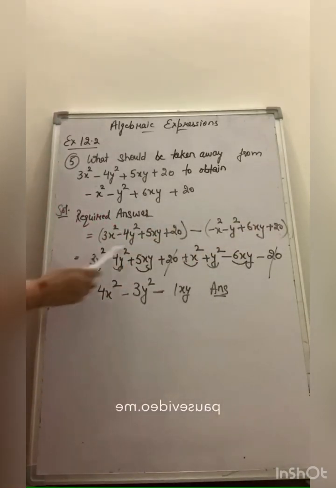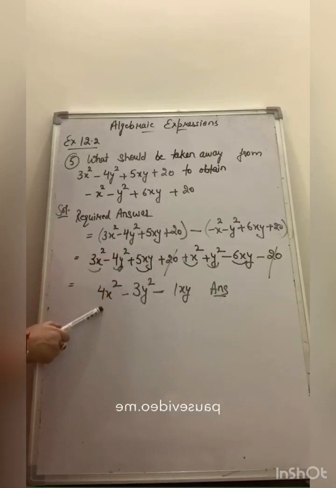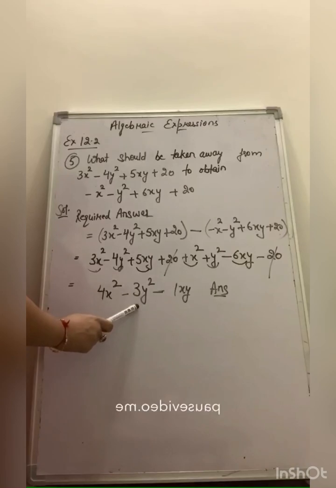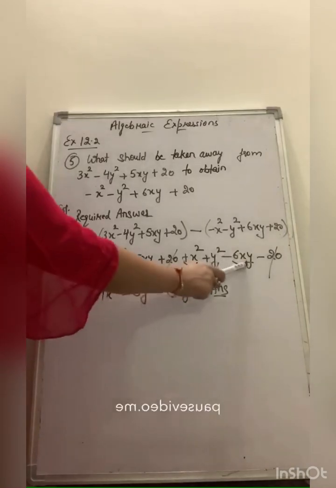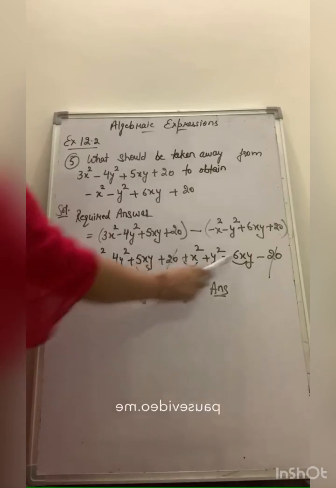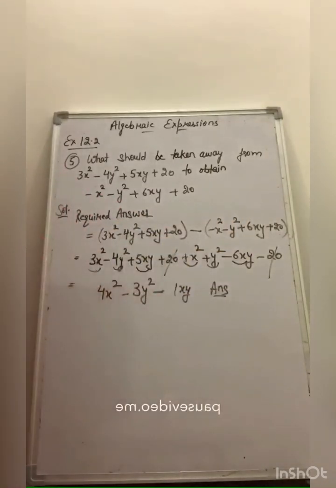So 3x square plus x square is 4x square, minus 4y square plus y square is minus 3y square, 5xy minus 6xy is minus 1xy, 20 will get cancelled with this minus 20. So this is the answer.